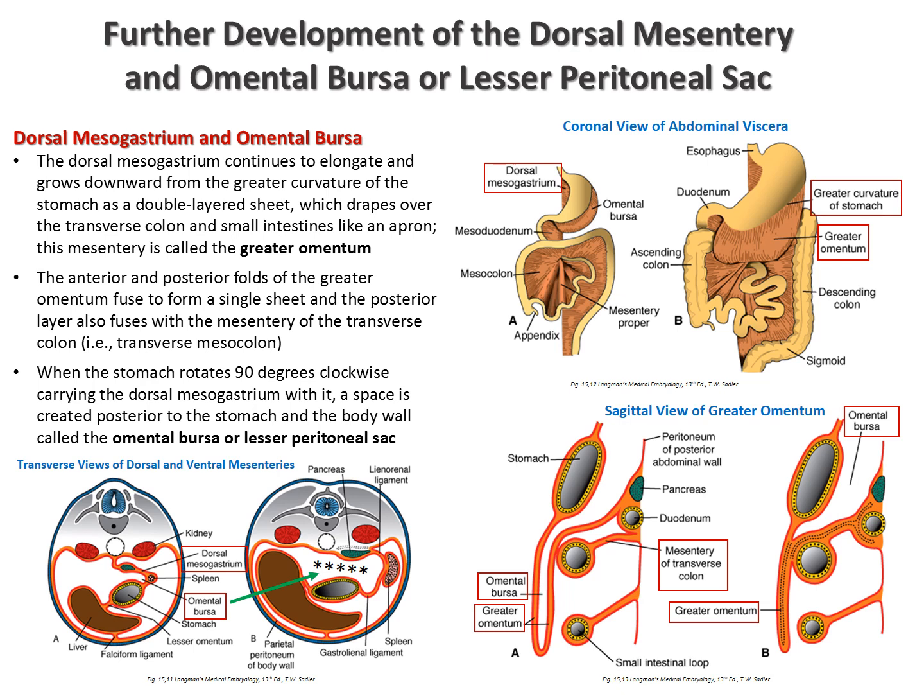When the stomach rotates 90 degrees clockwise, carrying the dorsal mesogastrium with it, a space is created posterior to the stomach called the omental bursa or lesser peritoneal sac. This space is indicated by asterisks in the lower left illustration.